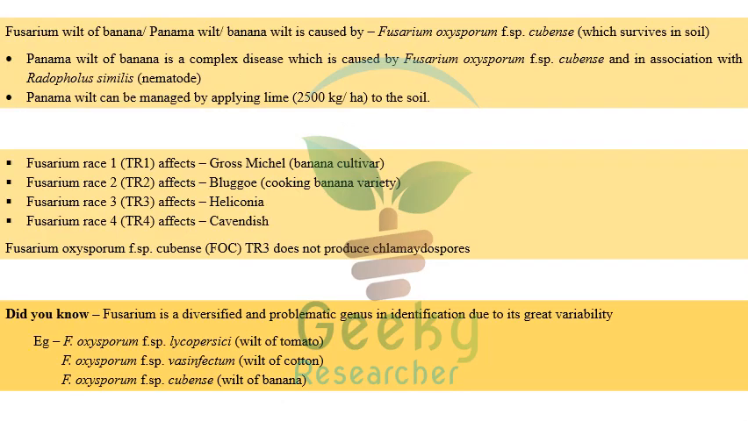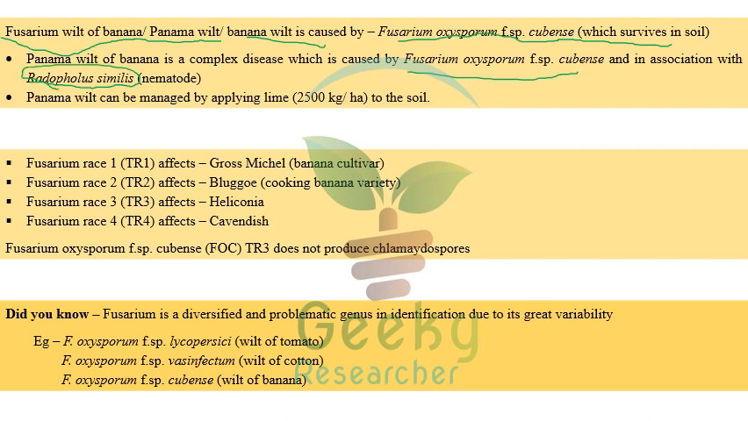Now we will see something about Fusarium, which normally causes wilts. So here, Fusarium wilt of banana is otherwise called Panama wilt or banana wilt, which is caused by Fusarium oxysporum f. sp. cubense, which survives in the soil. This Panama wilt is a complex disease caused by Fusarium oxysporum f. sp. cubense, which is also associated with one more nematode called the banana burrowing nematode, that is Radopholus similis.